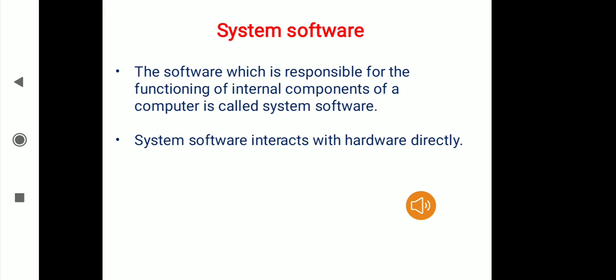So let's start with the system software. What are those system software? The system software are those software which operate the internal components of a computer system. In short, we can say that system software interacts with the hardware directly. As a result, these system software are responsible for the functioning of internal components of a computer system.